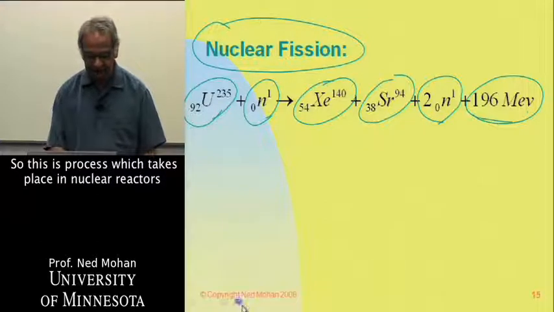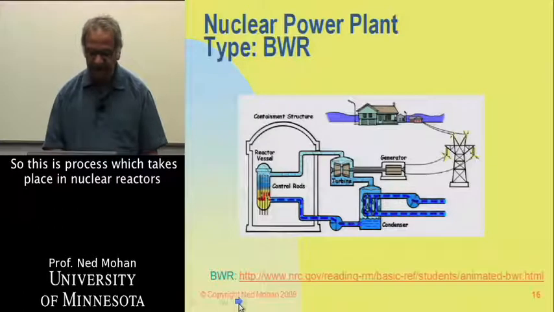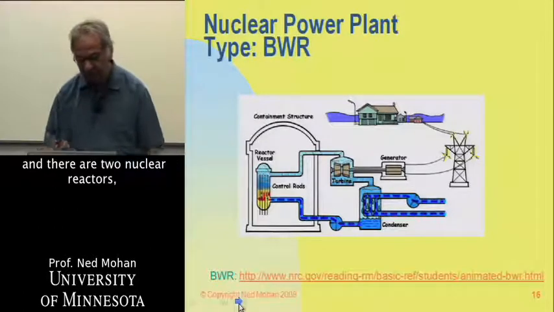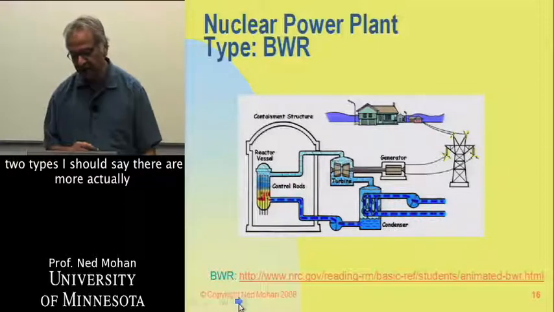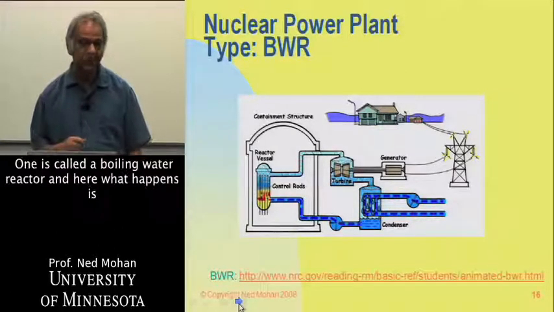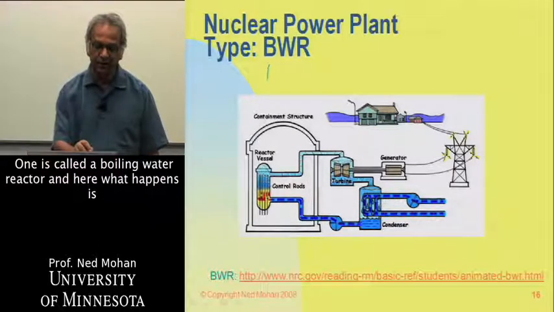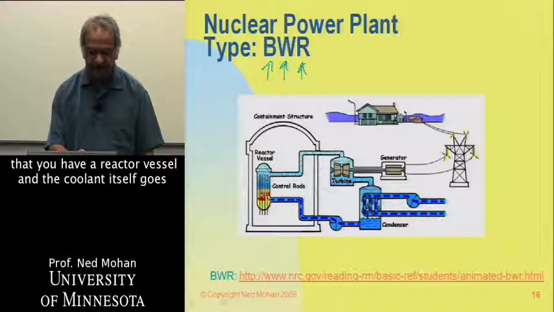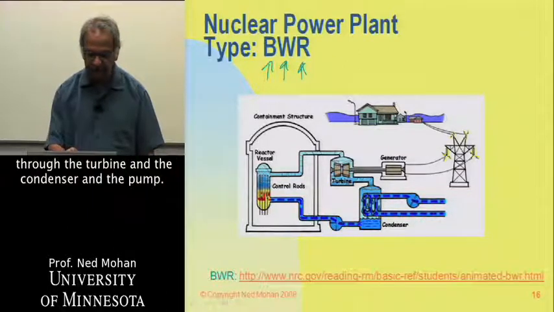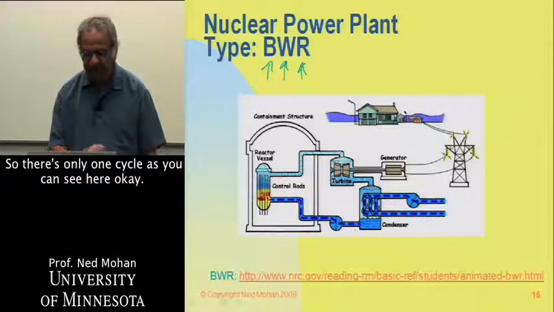So this is a process which takes place in nuclear reactors. And there are 2 types, I should say. There are more, actually, but there are 2 common ones. One is called a boiling water reactor. Okay, and here what happens is that you have a reactor vessel, and the coolant itself goes to the turbine and the condenser and the pump. So there's only one cycle, as you can see here.